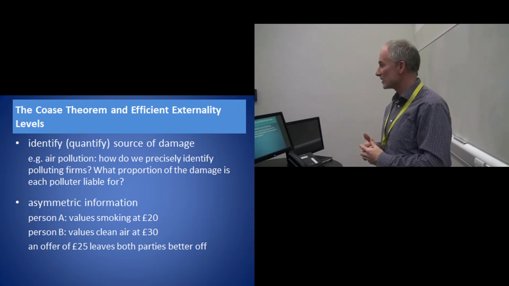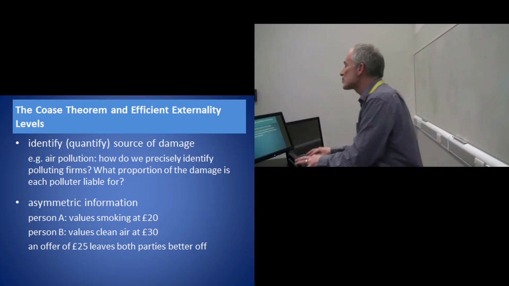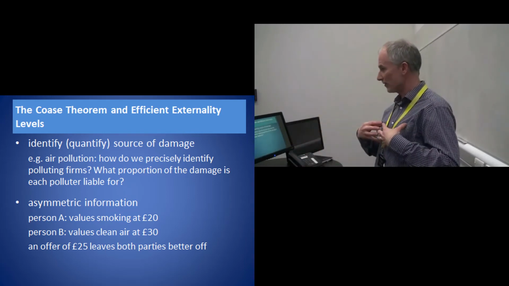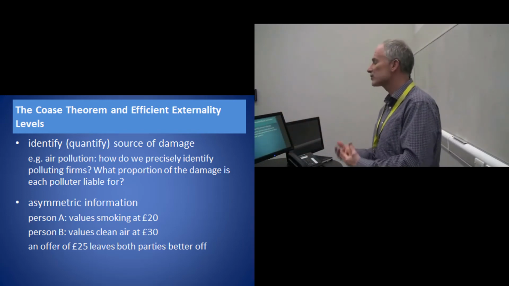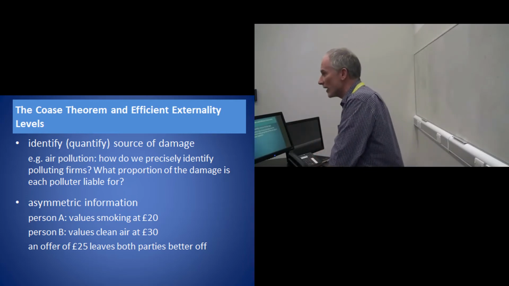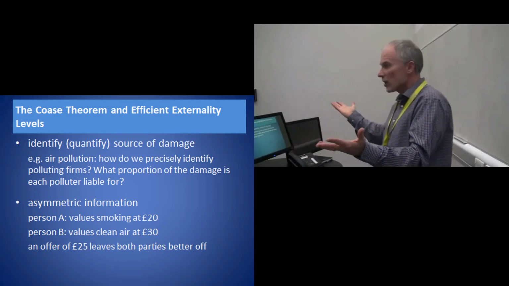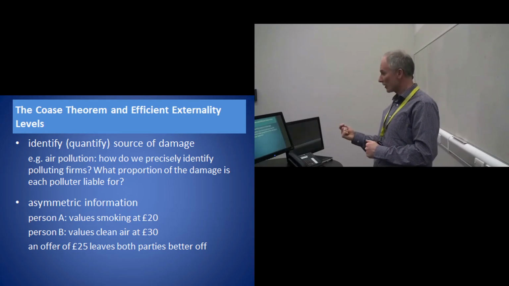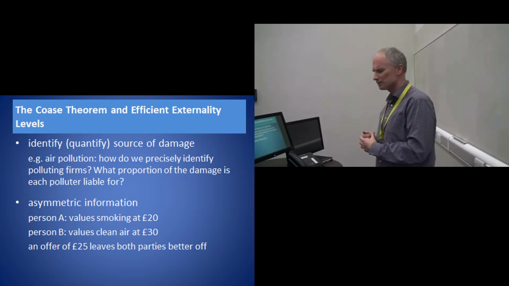Even though there are obvious benefits to bargaining, it requires compensation. But if you're going to require compensation, you've got to identify precisely those people having a detrimental effect upon your welfare. And you've got to quantify the effect that they have on your welfare. And if you're not able to both identify and quantify the source of damage, how can you have a compensation system? And hence, another reason for supposing that in practice, the Coase theorem won't work. And hence, we won't get an efficient outcome in the presence of externalities.